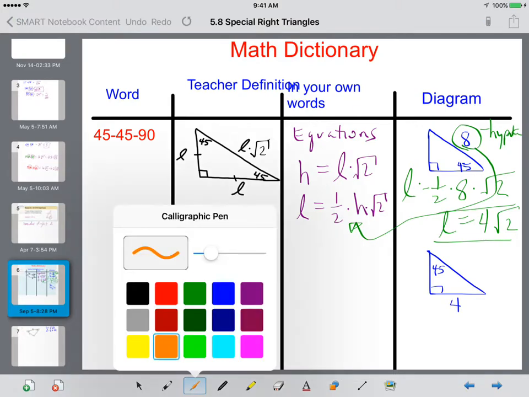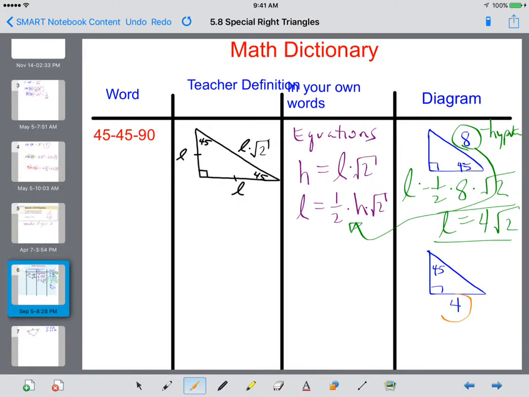Let me change colors here. If you are given this 4, this represents the leg of the triangle. Therefore, if you're given the leg, you're going to plug it right here to find the hypotenuse. The hypotenuse is going to equal that leg times the square root of 2. So the hypotenuse in this one would be 4 square root 2.